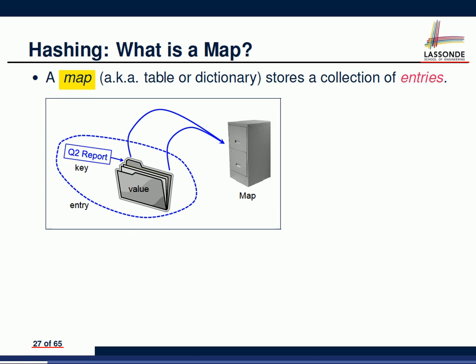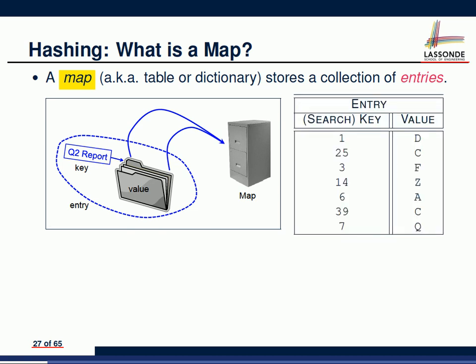Or think about your mobile phone. In your contacts, if you simply type in the last name of your friend, you can uniquely identify somebody in your address book, typically. It's also a map. So this is the concept of key and value.